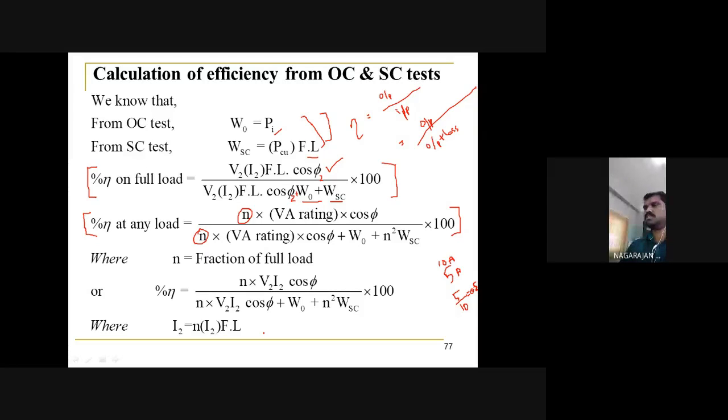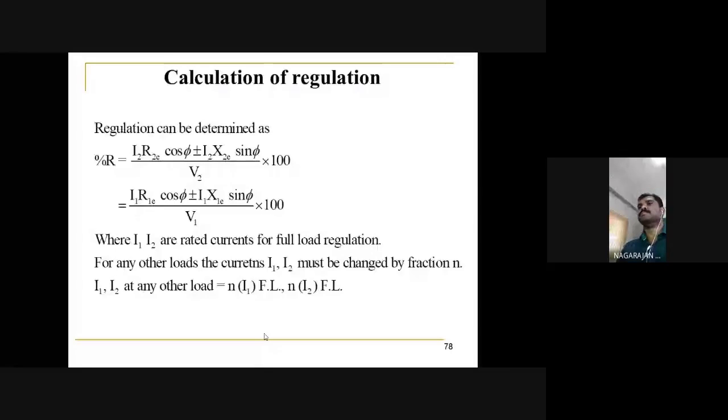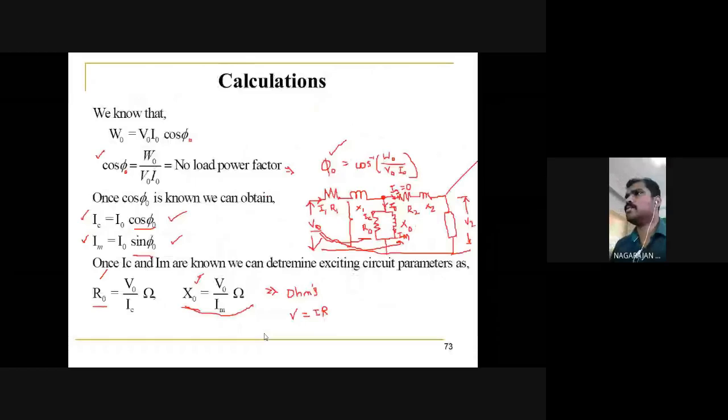I'll just recall it again. And this is the equation for finding the regulation of the transformer using open circuit and short circuit tests. This we have explained already while talking about voltage regulation. I'll go through this again so that you can easily understand.